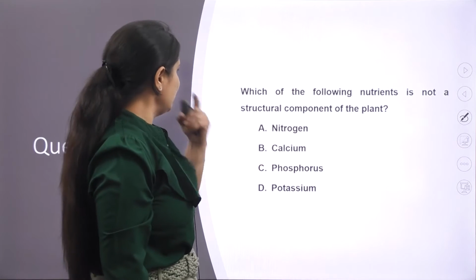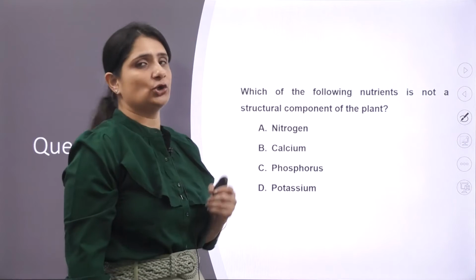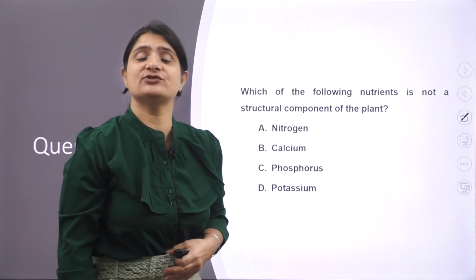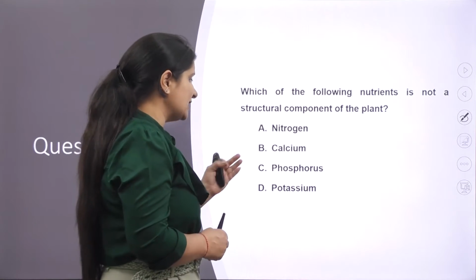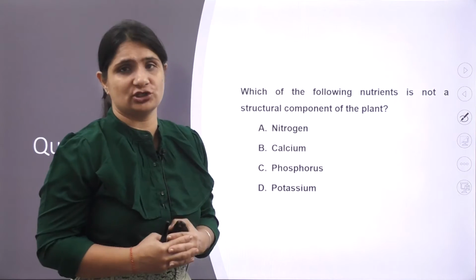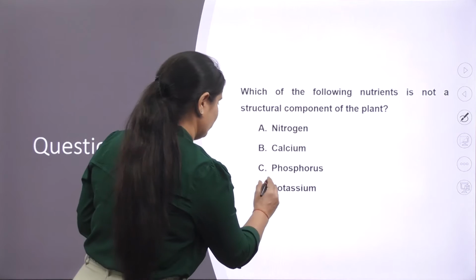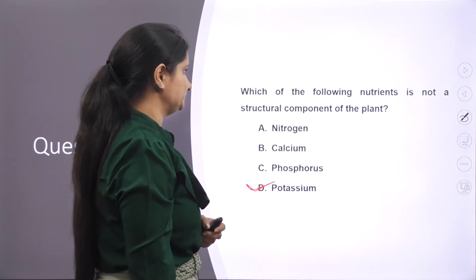Next question, which of the following nutrients is not the structural component of the plant? कौन सा ऐसा nutrient है जो plant के structure formation में involved नहीं है? So nitrogen, calcium and phosphorus, they are involved in the formation of various structures of plants, but potassium is not involved in that, right? So option D is the right answer.